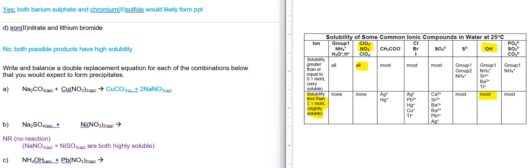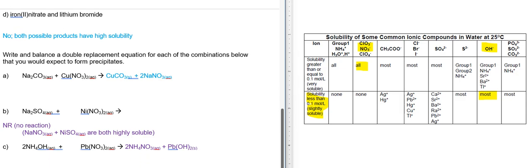So we would write the products for this one. And those products would be the lead hydroxide and the ammonium nitrate. Don't forget to balance them. So we need 2 of the ammonium and the nitrate, well, specifically the nitrate, but then we need 2 over here to balance our ammonium.